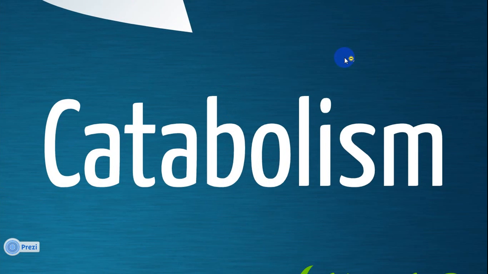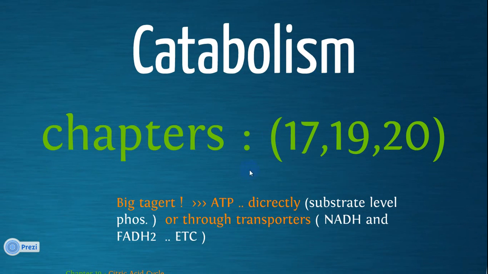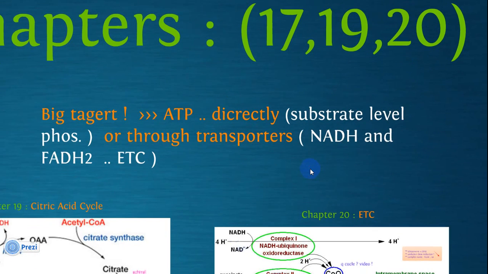Let's begin with the catabolism of carbohydrates. This catabolism of carbohydrates includes 3 chapters, chapters 17, 19 and 20. The big target in this catabolism is to gain energy, to gain ATP. And we can gain ATP in 2 ways: a direct way, which we call substrate level phosphorylation, and through transporters like NADH and FADH2 in the electron transport chain. So in the following chapters we will see how we are going to gain ATP from compounds like glucose.